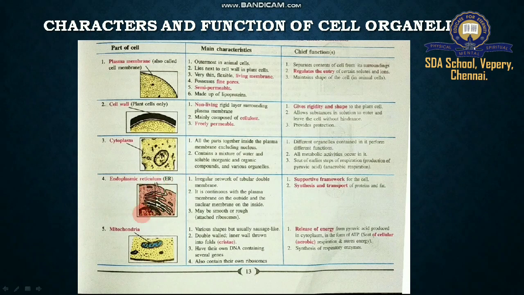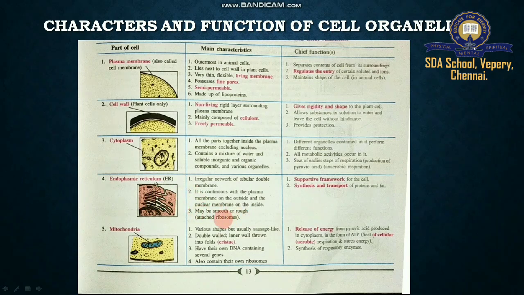We know the picture. This is the nucleus. Then the interconnected network-like structure is called the endoplasmic reticulum, an irregular network of tubular double membrane. It is continuous with the plasma membrane on the outside and the nuclear membrane on the inside. So outside the plasma membrane, inside the nuclear membrane, interconnected by a network, is called the endoplasmic reticulum.